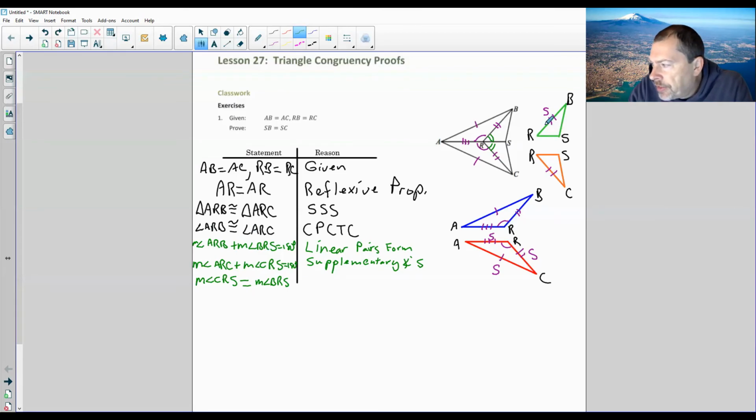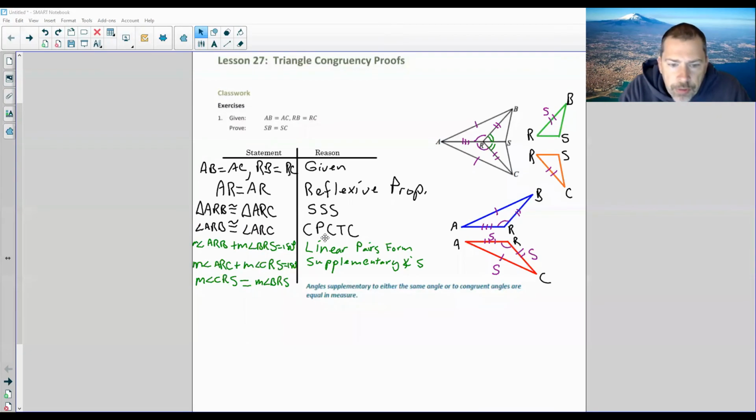And let me just bring this in because it's long and my writing is messy. Okay, so that was a lot to write, so I brought in a text box. Angles supplementary to either the same angle or to congruent angles are equal in measure. Capiche? All right, so now we know that these are congruent, so I'm going to label them in my diagram over here. So now I know that this angle is congruent to this angle. So that's an A. So I have an S, I have an A, and oh, now I see it.